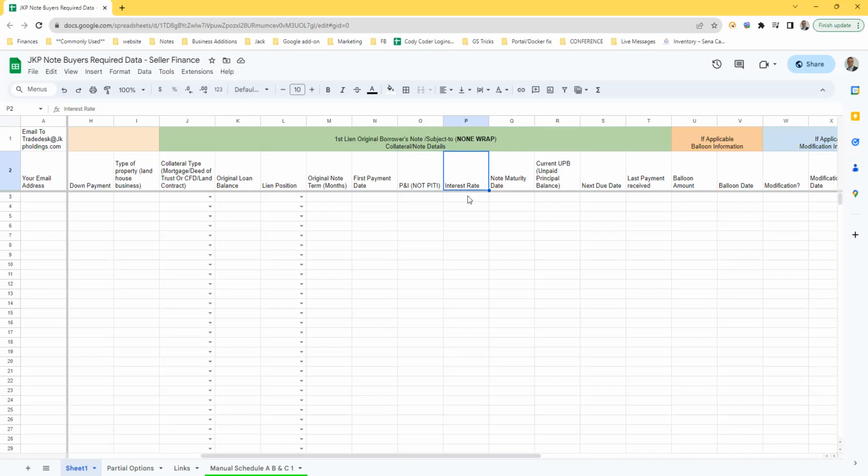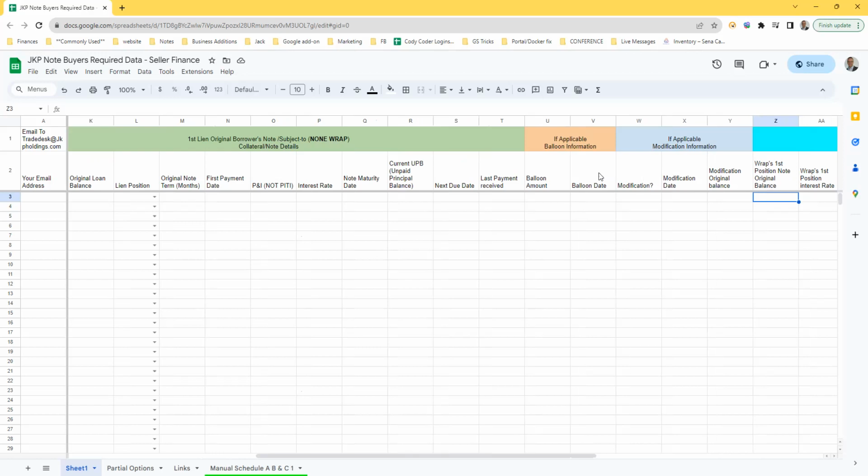We want to know the interest rate of that underlying lien, the note maturity date, what the current balance of that underlying lien is, when's the next due date, and when the last payment was made on that. And if the balloon information's there on the underlying lien, what is the balloon amount and what is the balloon date? If there's a modification inside this at all, outside the original data, like the original loan balance, we need to know a little bit more about that information.